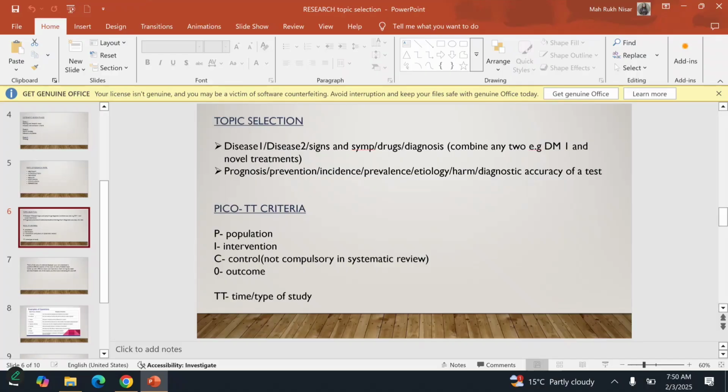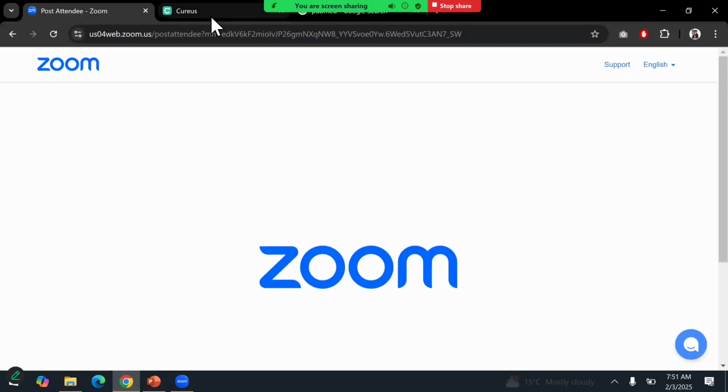So it would be combining prevention with certain disease, like how to decrease mortality is prevention, and combining it with a disease like cardiac failure. Diagnosis, you can make a research question like missed diagnosis in transverse myelitis patients. So this is how you make a research question, and you can also come up with these areas as well, like prognosis, prevention, incidence, prevalence, etc. I will give you examples of some research questions.